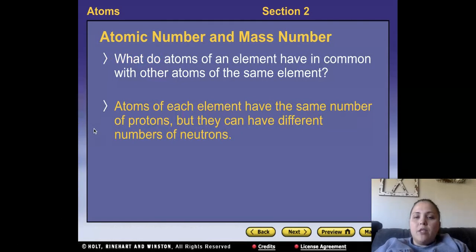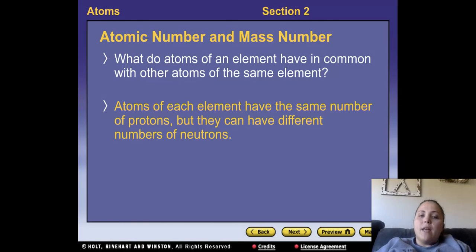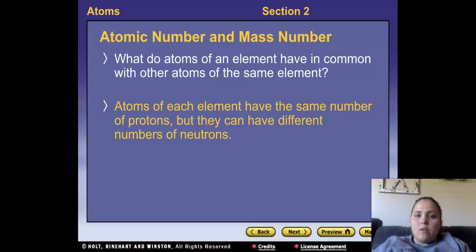So atoms of each element have the same number of protons, but they can have different numbers of neutrons. Carbon has 6 protons, but there are different forms of carbon. And so there are forms of carbon that have 6 neutrons, there's forms of carbon that have 7 neutrons, and there's forms of carbon that have 8 neutrons.